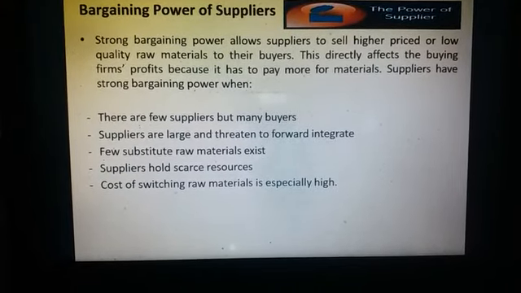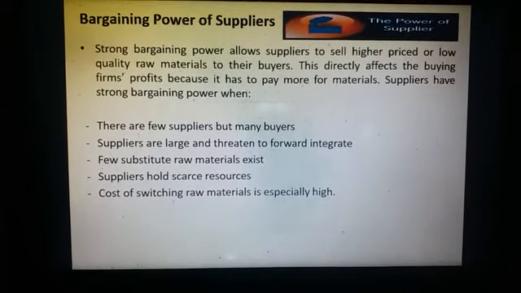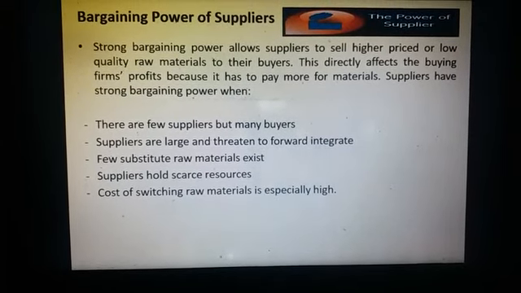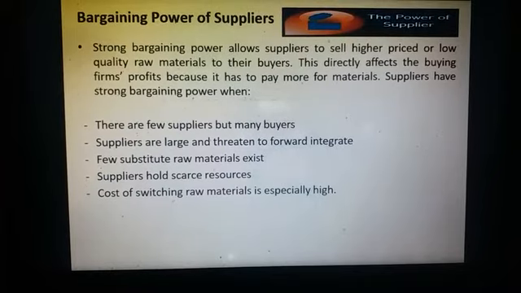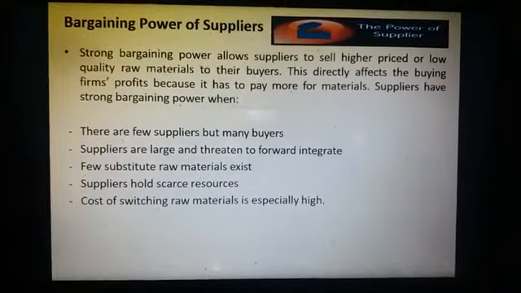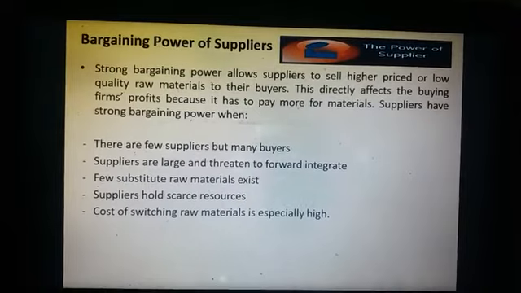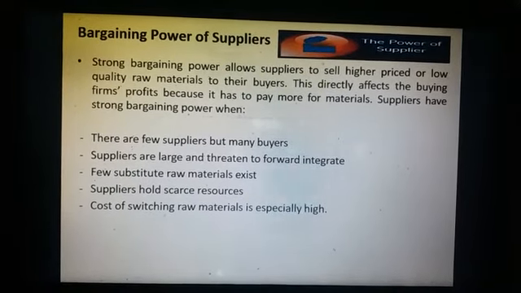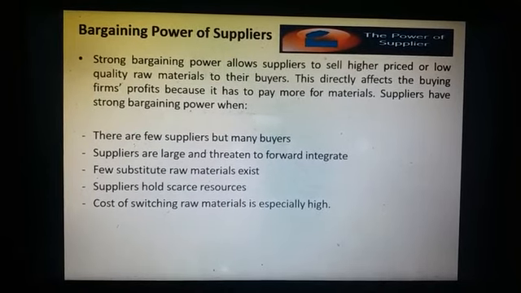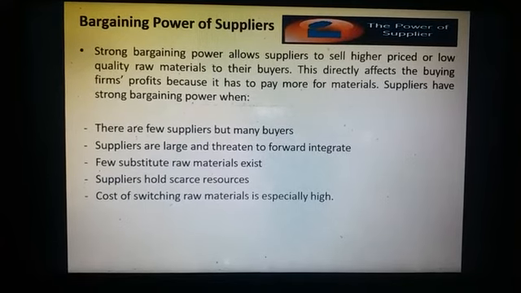So, strong bargaining power allows suppliers to sell higher priced or low quality raw material to the buyers. This directly affects the buying firm's profits because it has to pay more for materials. Suppliers have strong bargaining power when there are few suppliers but many buyers. There are few suppliers. Obviously, buyers are in need of suppliers. So suppliers are few. That means a monopoly situation will come into the picture. Suppliers may charge a higher price which buyers have to actually agree upon.